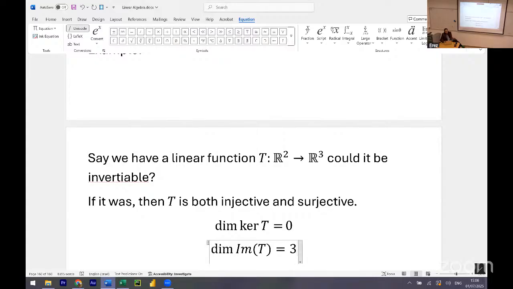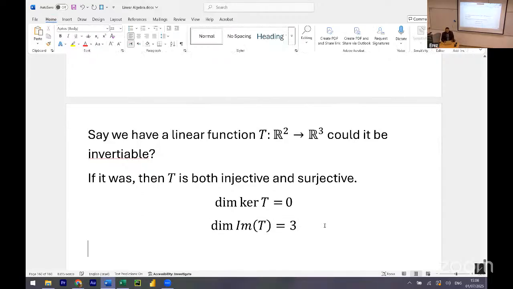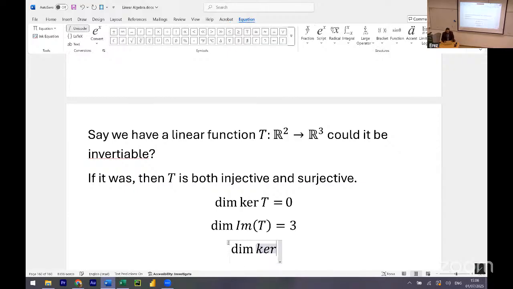3, right? If it's surjective, then the image is the whole of R3, which means its dimension would be 3, right? But we have a theorem about the connection between the two. What is the dimension of the kernel plus the dimension of the image equal to? The dimension of the domain. The domain, yeah. Okay, it's 2. Contradiction.